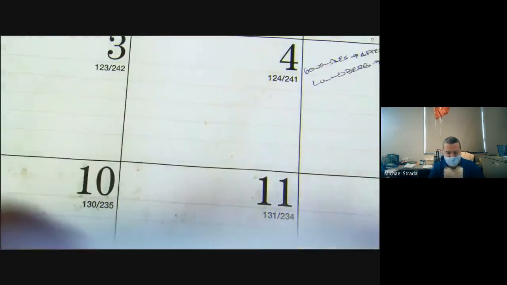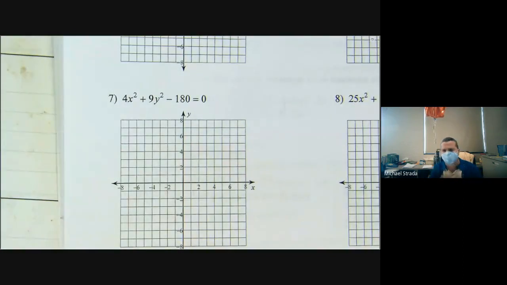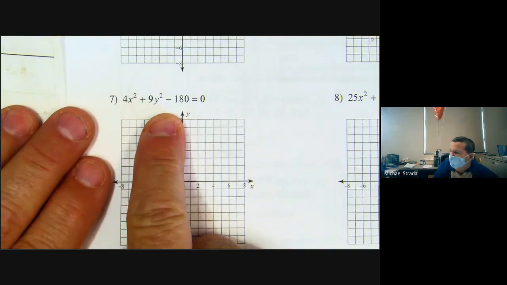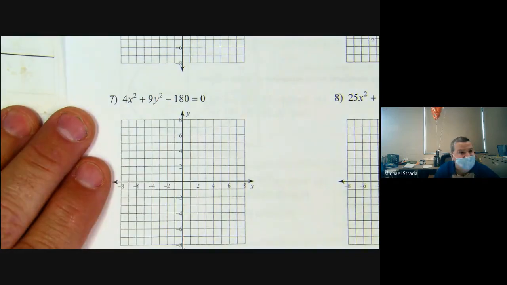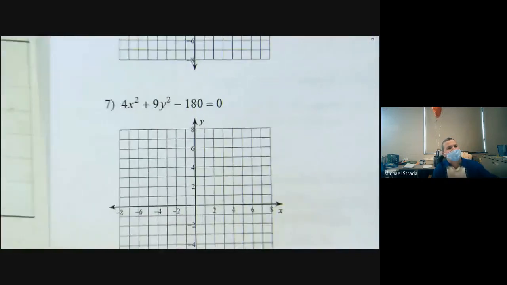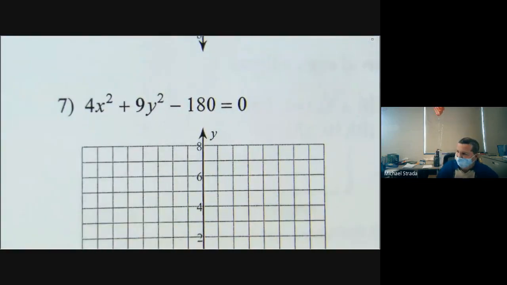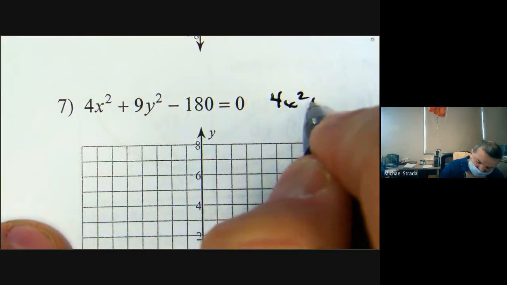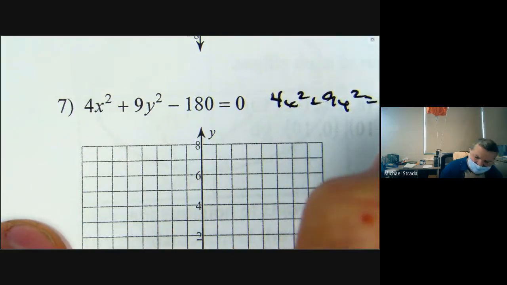Give me half a second. I just want to go over one thing. When you complete the square, ladies and gentlemen, here's a freebie, number 7. For number 7, when there is no x or no y, you do not have to complete the square with that part. That makes sense? Because there's no x and y part. So if we walk through the beginning of it, we would get the negative 180 on the other side, right? So that would give us 4x squared plus 9y squared equals positive 180.